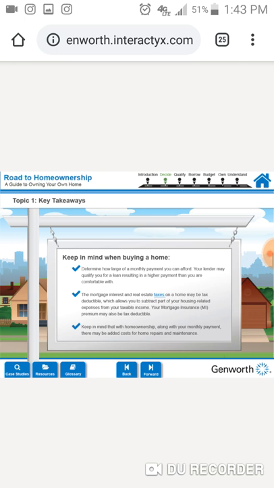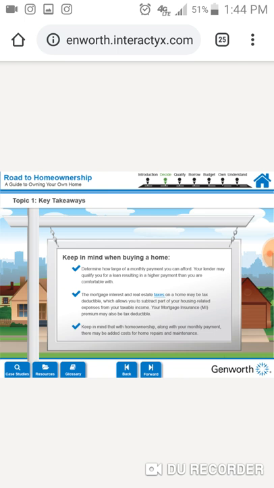Keep in mind, when buying a home, determine how large of a monthly payment you can afford. Your lender may qualify you for a loan resulting in a higher payment than you are comfortable with. That's key, because sometimes they may qualify you for something, but if you're not comfortable with it, then you don't have to accept it. You can go for something smaller that you're comfortable with, because a home mortgage is considered long term. So you want to put yourself in the best position.